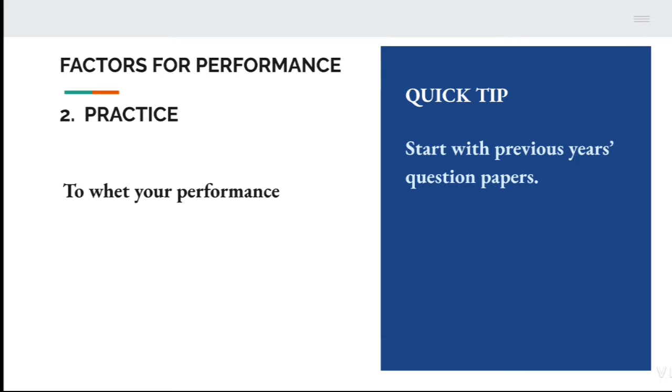And a quick tip, I would say start with previous years' question papers. That is the most convenient way of preparing for a competitive examination, because you will be acquainted with the sort of questions that usually come in a competitive examination.